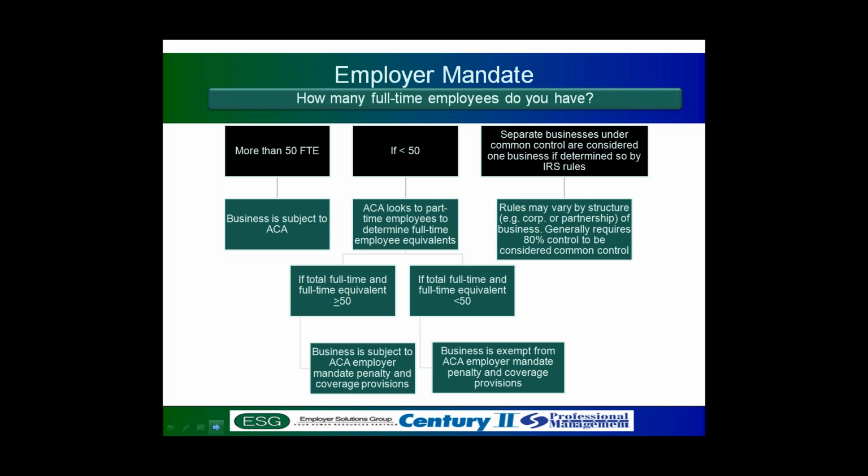So let's say you own separate businesses, and if you own 80% or more common ownership in multiple businesses, then all of those businesses would be considered part of a control group and would be subject to the mandates under the ACA, and if you don't offer coverage, would be subject to a penalty.